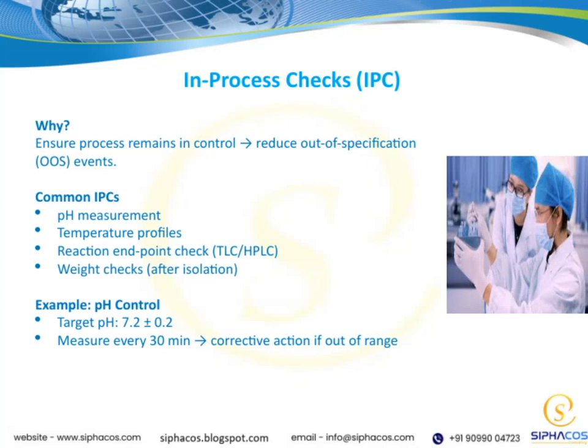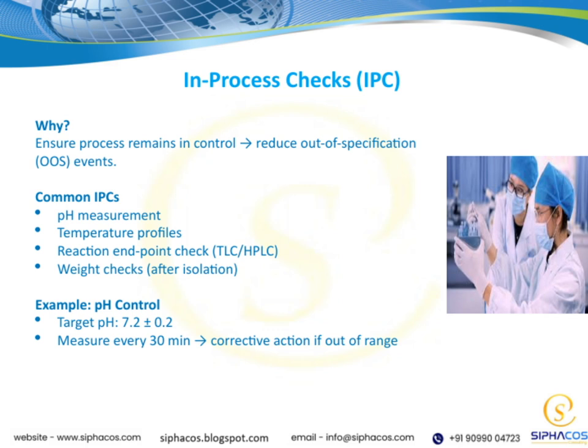Let's talk about in-process checks, or IPCs, and why they are so important. Essentially, IPCs help us make sure that the process stays in control throughout production. By doing so, we can reduce the chances of out-of-specification events, or OOS, which could compromise the quality of the final product. Now, some common types of IPCs include measuring pH, monitoring temperature profiles, checking the reaction endpoint, often using techniques like TLC or HPLC, and performing weight checks after isolation.